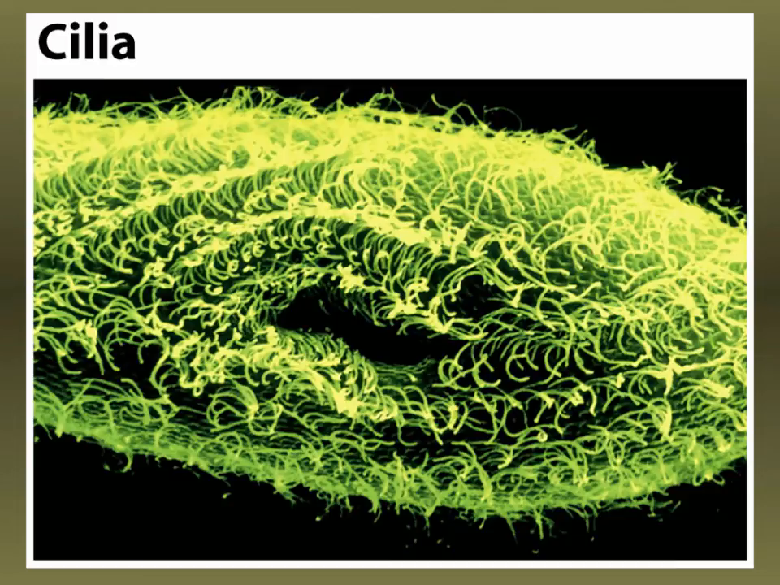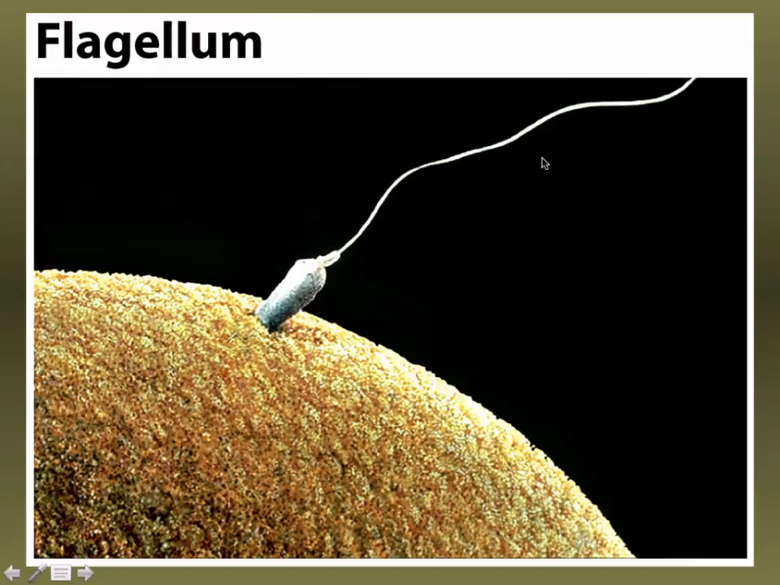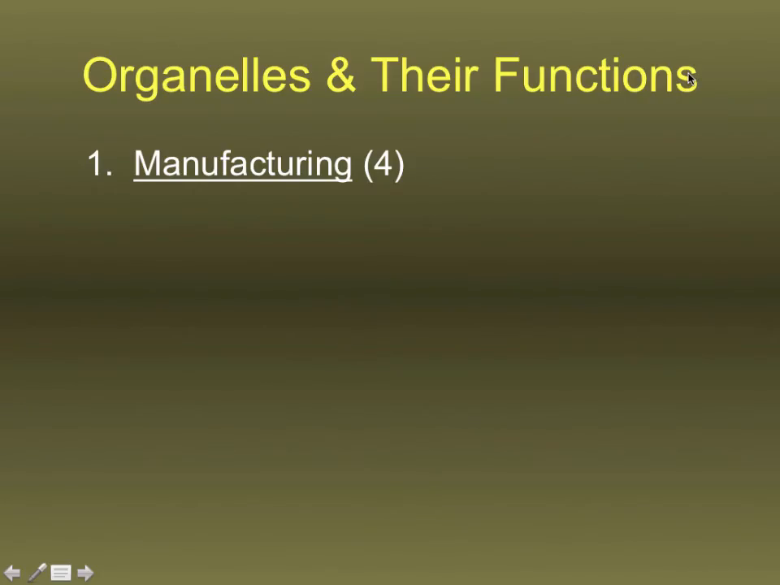So again, ciliated cell, this would be a paramecium, not normally lime green, but this one has been stained so you can see it more clearly in the picture. Lots and lots of cilia covering the outside of that cell. And again, a sperm cell with a single flagellum, causing it to move to where it needs to go. All right, so at that point, we are just about done with the organelles.